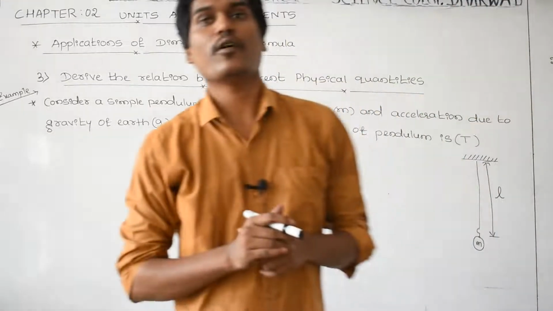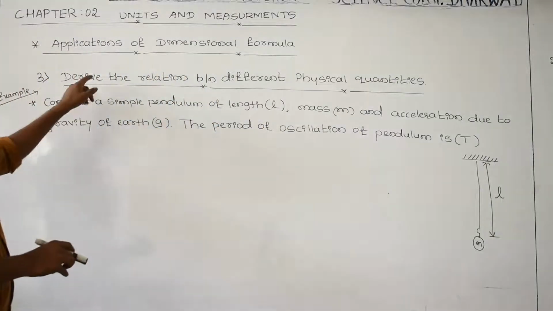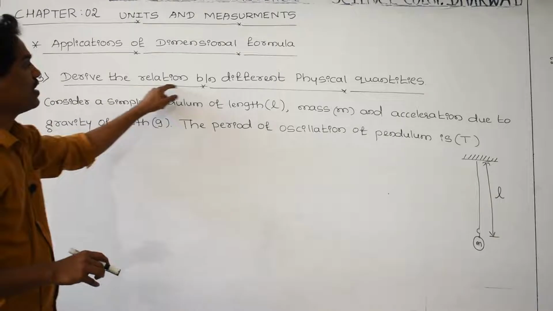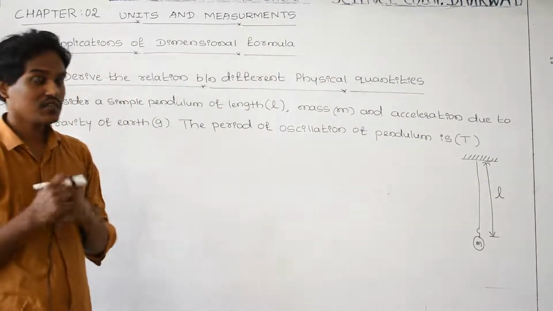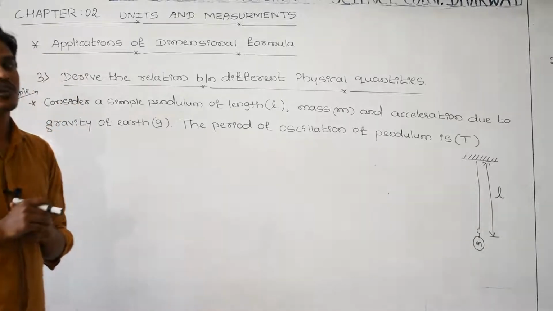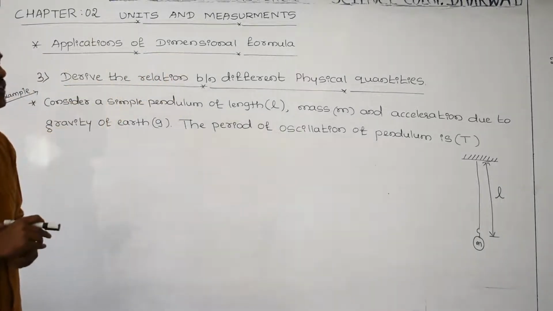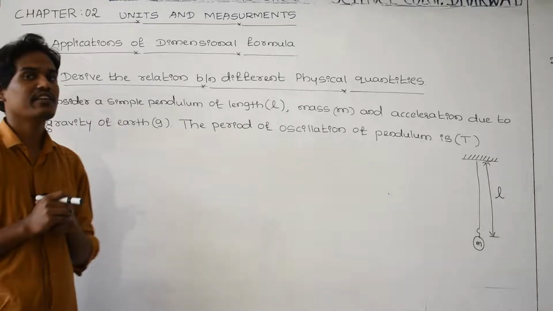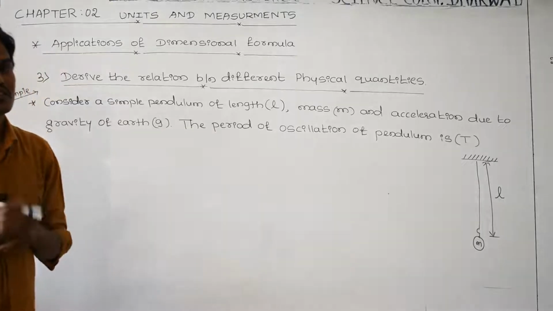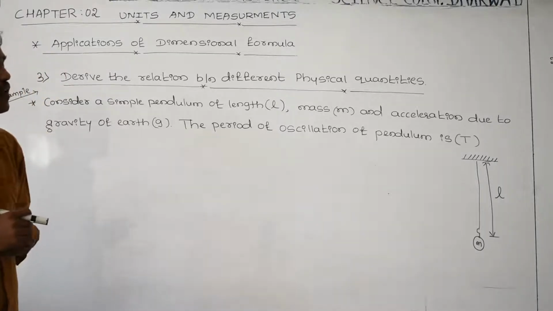And go to the third application of dimensional analysis, that is to derive the relation between different physical quantities. What is the use of the third application of dimensional analysis? To derive the relation between different physical quantities. What relation there is between different physical quantities can be studied or known by using this dimensional formula method.